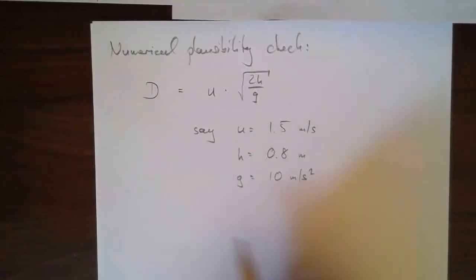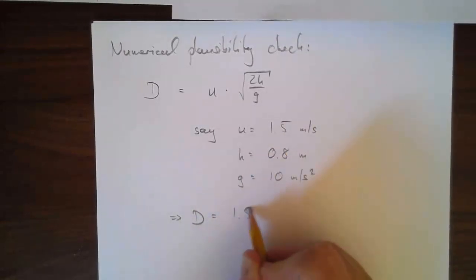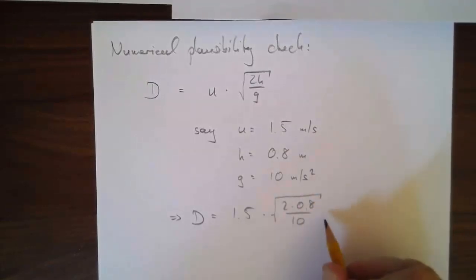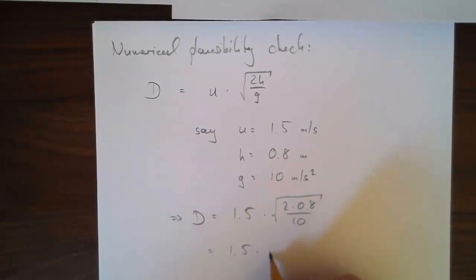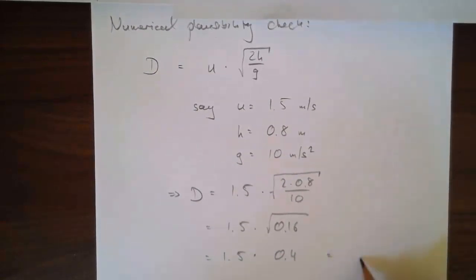Okay, let's plug this in. So then I get d is equal to 1.5 times the square root of 2 times 0.8 over 10. We do the math. That is 1.5 times the square root of 0.16. That happens to be 0.4. It's 1.5 times 0.4, which comes to 0.6 meters, 60 centimeters. That's a fairly realistic answer.